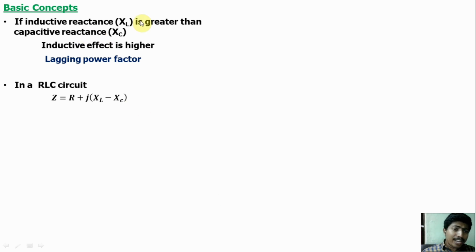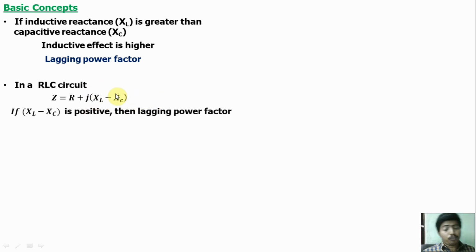If XL is greater, it means XL minus XC is positive. If XL minus XC is positive, it means the power factor will be lagging. Inductive nature, inductive effect is higher. So power factor will be lagging.